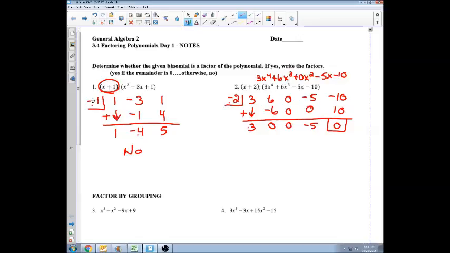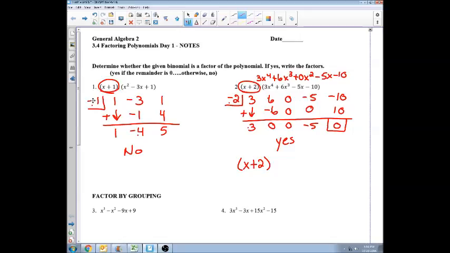So to write the factors, because it is a factor, we're going to write yes, it is a factor of the polynomial. What I'm going to do is write this x plus 2 as one of my two factors. If you remember from when we were factoring in the past, we ended up with a certain number of sets of parentheses, which made up our factored form. So we have x plus 2 as one of our factors.